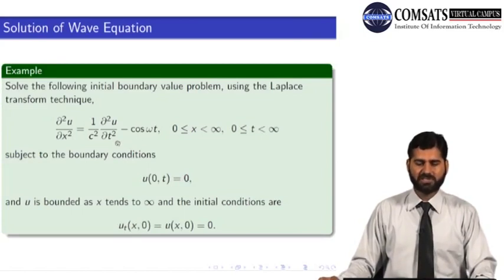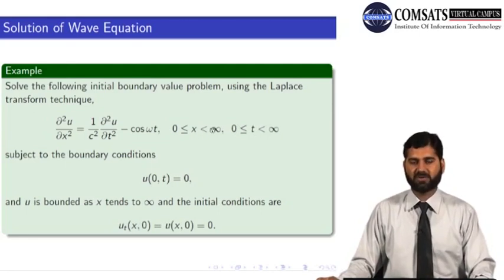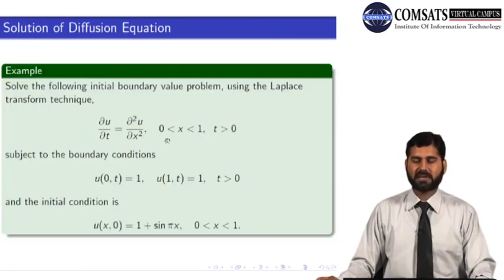This is a non-homogeneous wave equation with one zero boundary condition. The other boundary condition is that u is bounded, because you see here x goes from 0 to infinity, not to L. So your problem is comparatively easier because you have boundary conditions here. Very easily you can implement them.